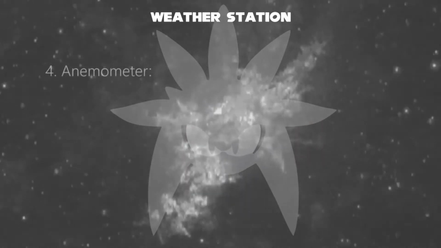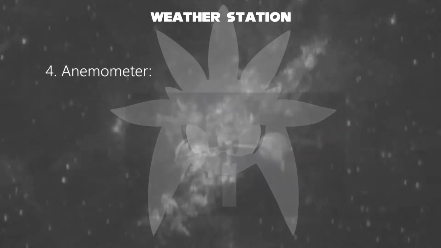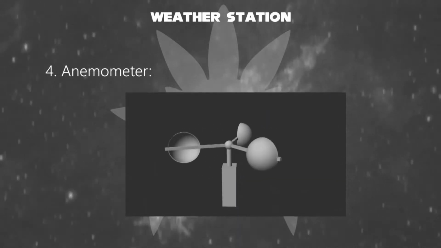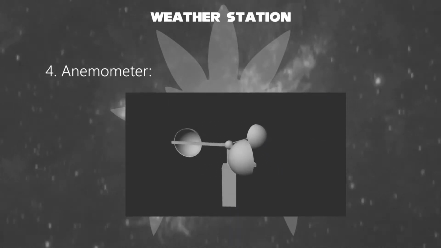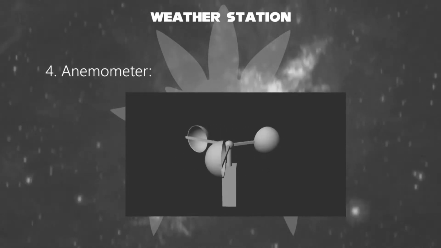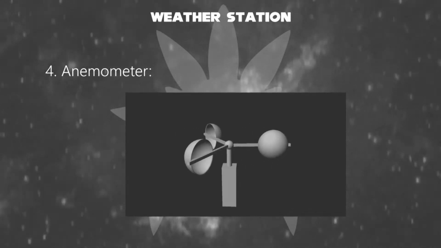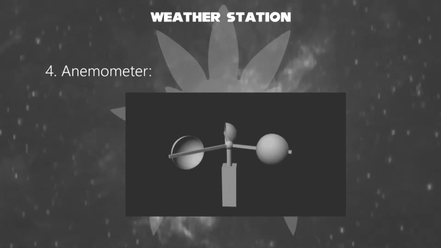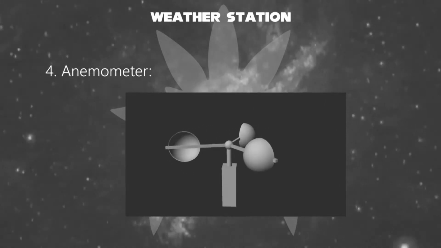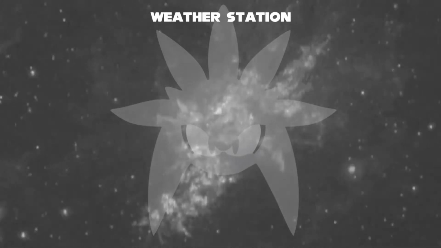Next, the anemometer. An anemometer is a device used for measuring wind speed and direction. It is also a common weather station instrument. It uses 3 or 4 hemispherical cups and mechanical wheels. This causes them to rotate, because of wind.